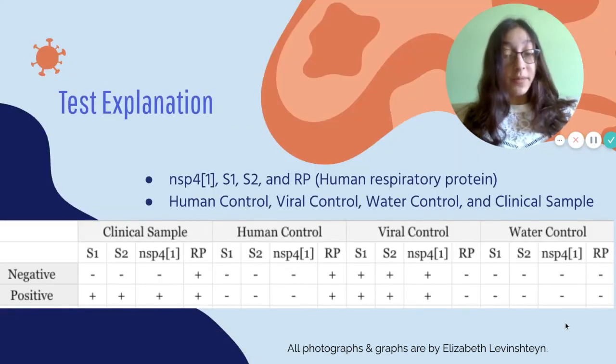So next, the explanation of my test. My test uses NSP41, S1, S2, and RP, which is a human respiratory protein. It will use a human control, a viral control, water control, and then finally the actual clinical sample. So with human control, if the test works correctly, there should be no viral RNA. So NSP41, S1, and S2 should not be present, but RP should. With viral control, it's the opposite, where RP should not be present while all of the viral primers are, and water control should test negative for all of them. If there are any results other than these, they will be deemed inconclusive because the test is likely contaminated.